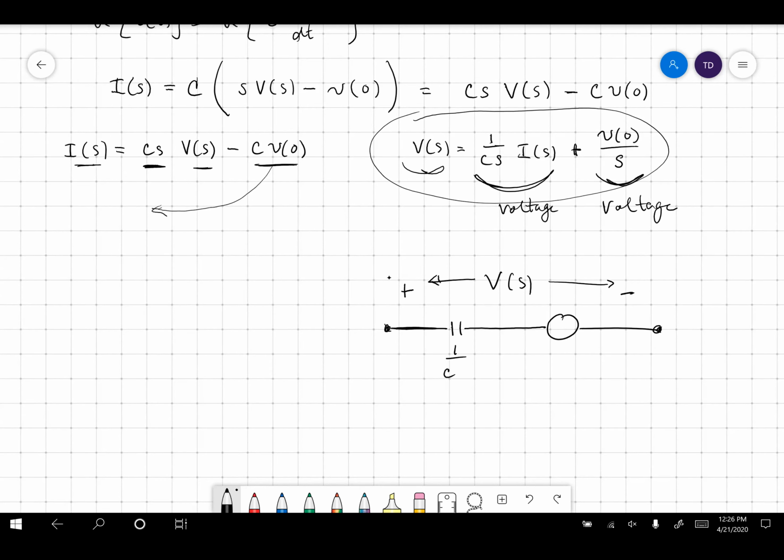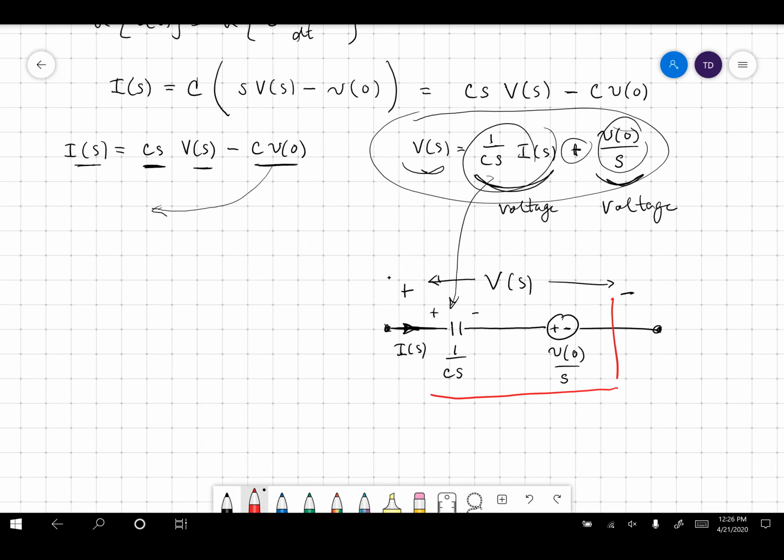So this tells me this impedance is 1 over CS. This is my I of S. So I goes into the positive terminal of this voltage. So that gives me a voltage there to there. That voltage is this quantity right here. So that is a positive. This is also a positive. So that must go like this. And that value is V of 0 over S. So when we're converting this, when we include the initial condition, we have to convert this is the capacitor. That is the capacitor.